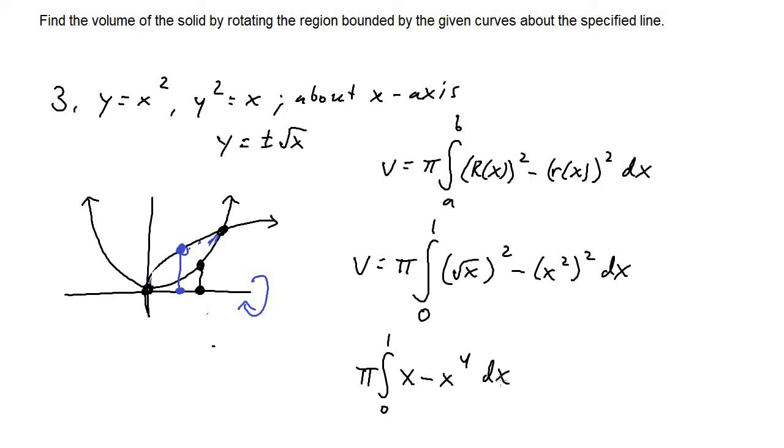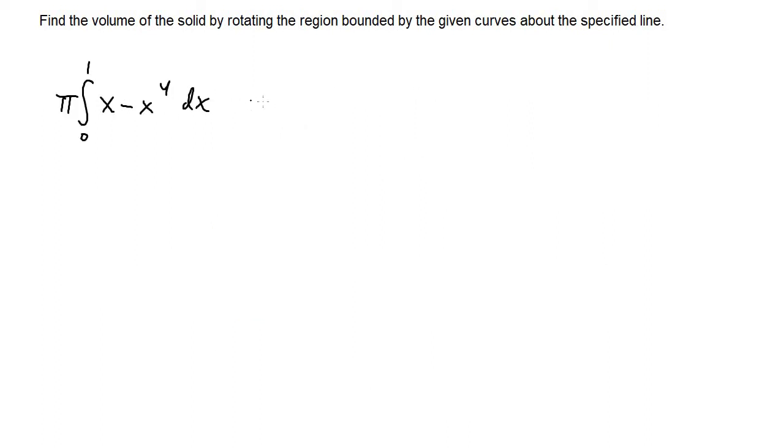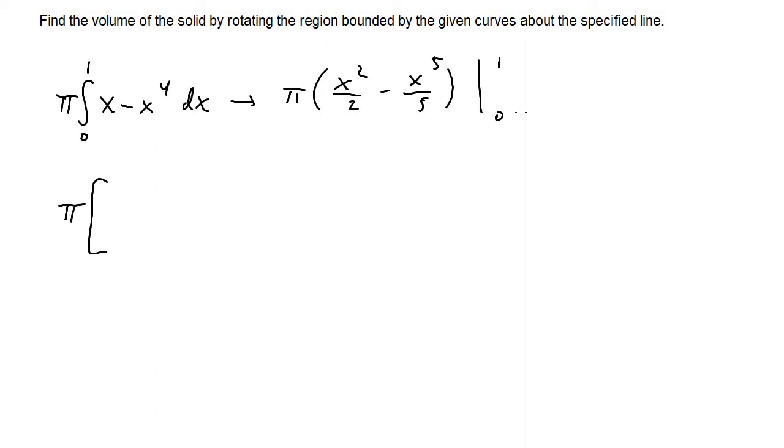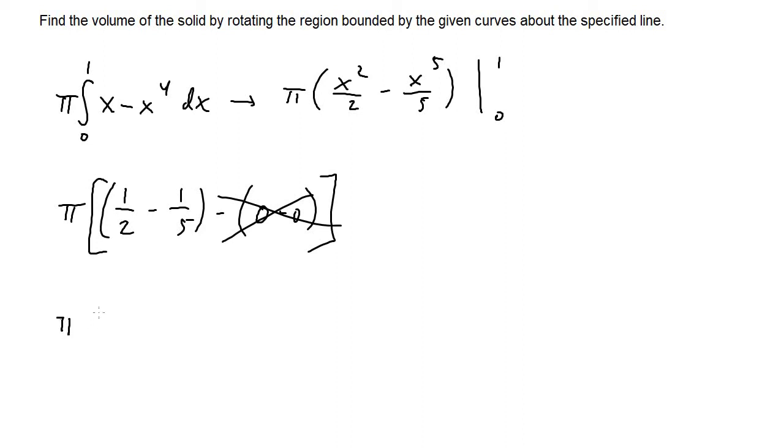So now we can just go ahead and evaluate the integral. We have pi times the integral of x, which is x squared over 2, and then minus the integral of x to the 4th, which is x to the 5th over 5. And then we can evaluate from the x bounds of 0 to 1. So we have pi times, when I plug in 1 for x, 1/2 minus 1/5, minus, when I plug in 0 for x, 0 minus 0, which will just cancel out. So what we have left is pi times (1/2 minus 1/5).